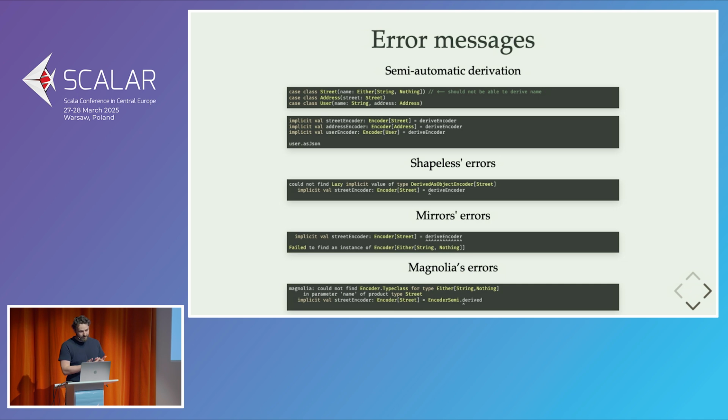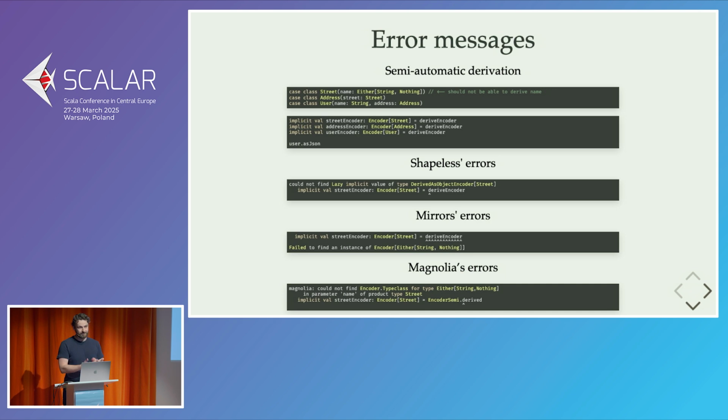Mirrors are slightly better, because they are telling us that we failed to find an instance of the Either String or Nothing. So at least we know this is the particular implicit that failed, so we can fix it. We're not sure in which class, but probably we can get it from the context, because we've seen that it's in the Street encoder, so at least it's something.